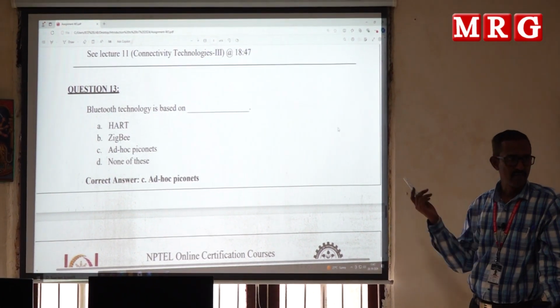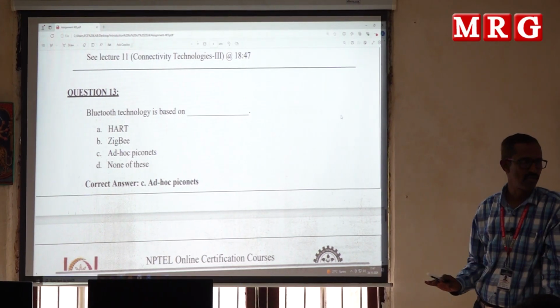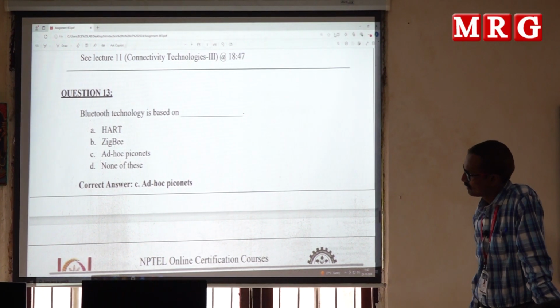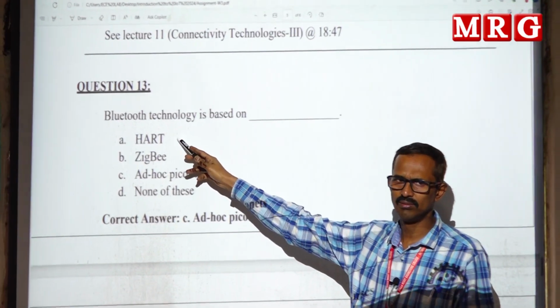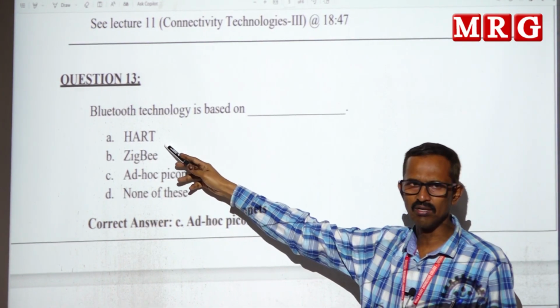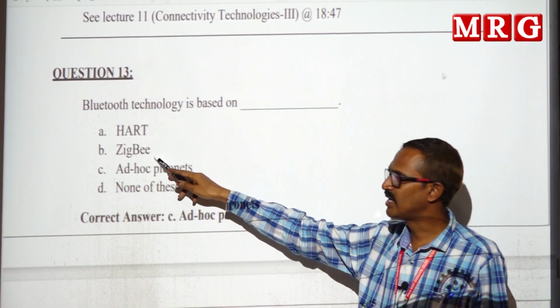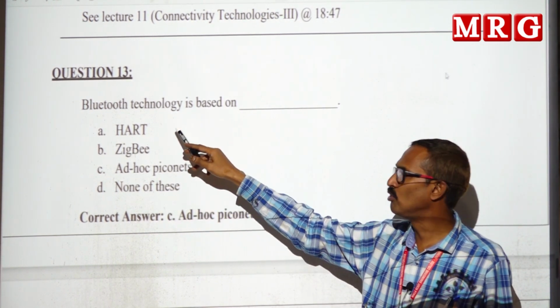Bluetooth. I am telling you Bluetooth, NFC, Zigbee, Wi-Fi. These are the protocols that usually come. Bluetooth technology is based on what? HART is another protocol that we don't use in wireless; HART is used in wired protocols. Zigbee is another wireless protocol. Ad hoc piconets are actually used in Bluetooth.